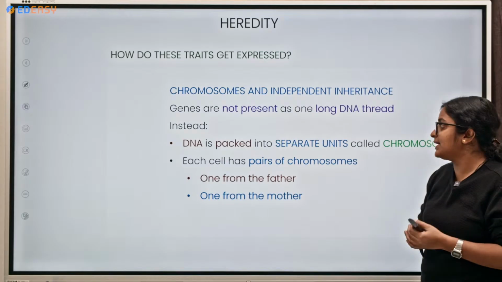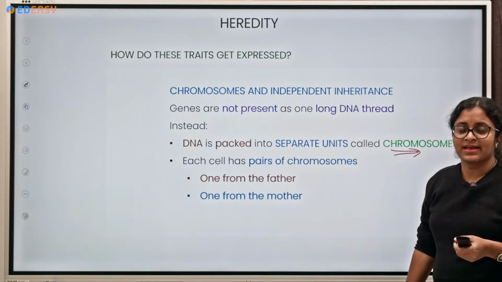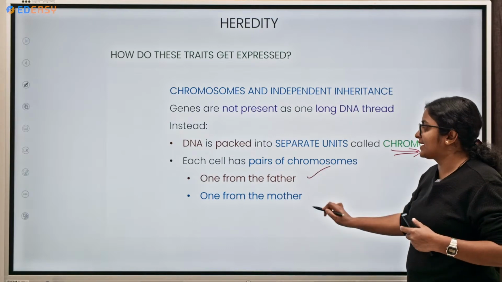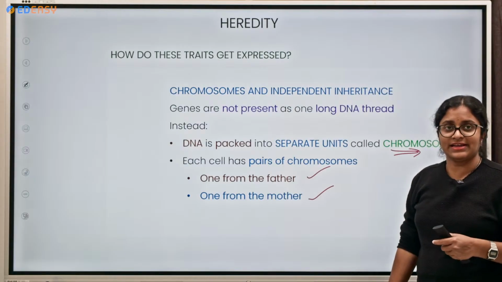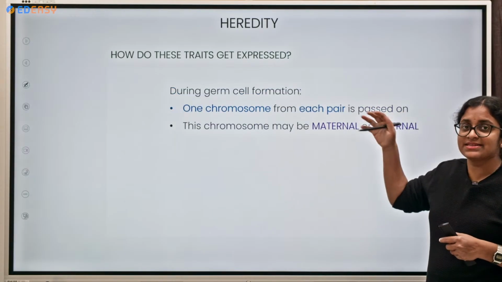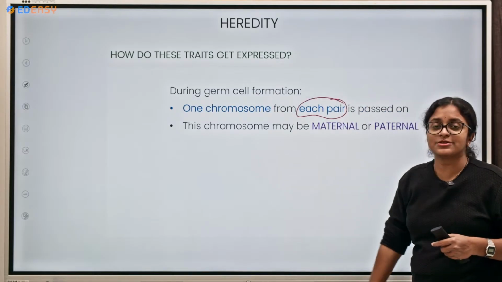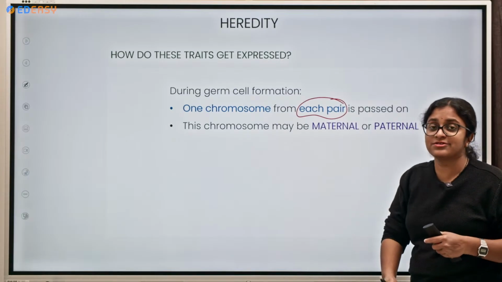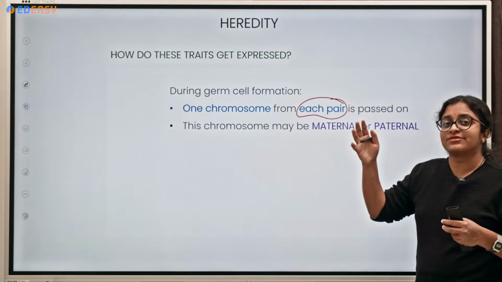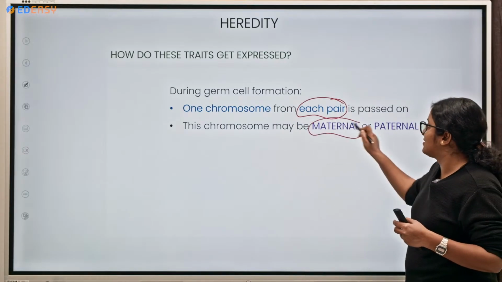Instead, what we can see is the DNA being packed into separate units called chromosomes. So each cell has a pair of chromosomes, one we get from the father, one we get from the mother. So during germ cell formation, what happens? One chromosome from each pair, the chromosomal number is reduced to half. If it is a diploid condition, a haploid set will be produced. So the chromosome might be maternal or paternal.